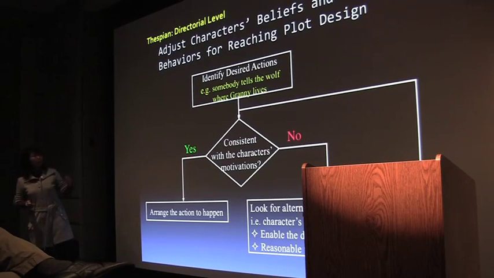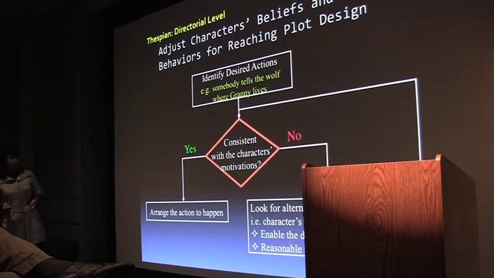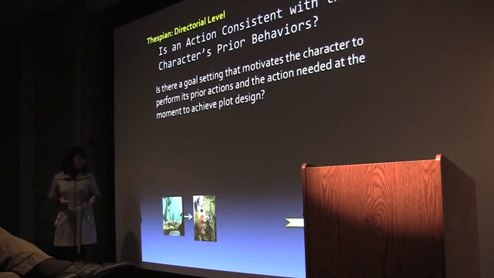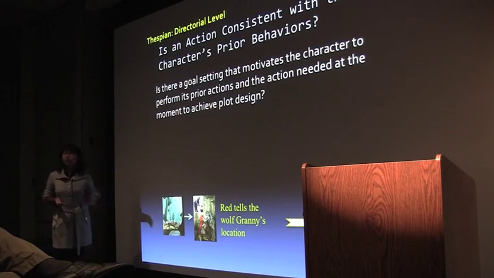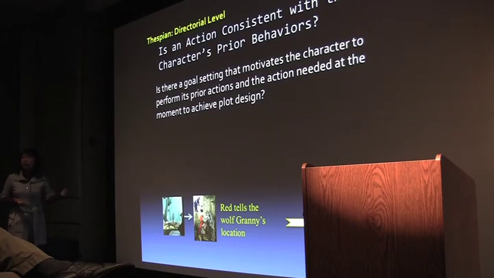Of course, I cannot just let that event happen without testing if it's consistent with the character's previous behaviors and its motivations modeled in the story. So I'll give a little more detail on how this step is done. Given a particular action, for example, Little Red Riding Hood tells the wolf where Granny lives, if this action is a preferred action at this moment, I want to test whether this action will break the character's motivation.